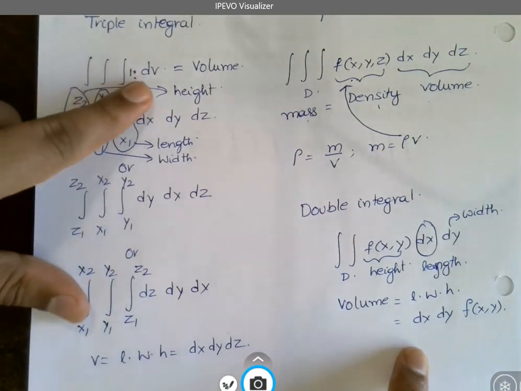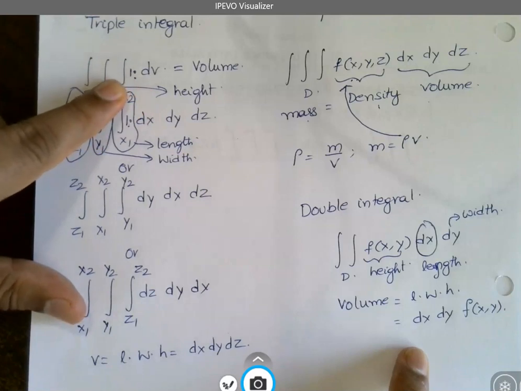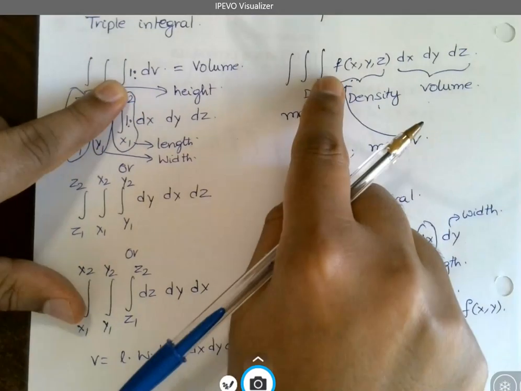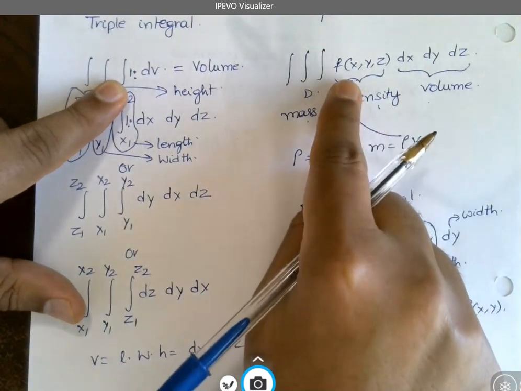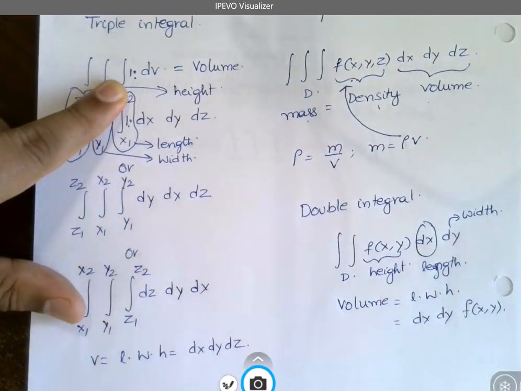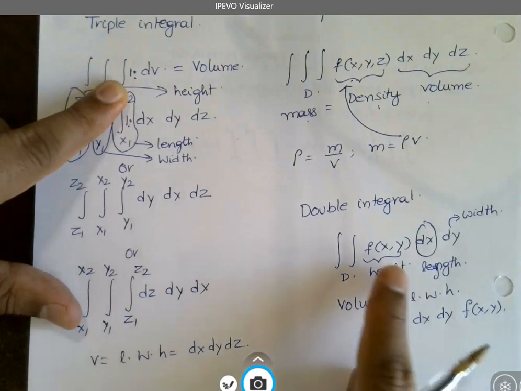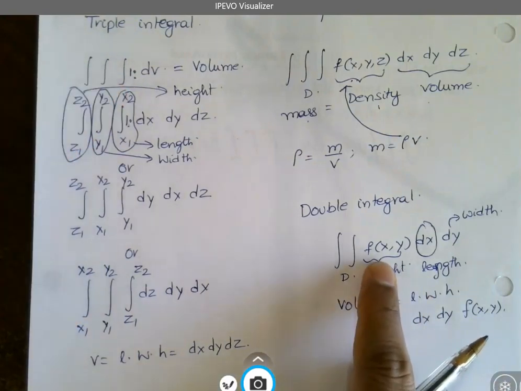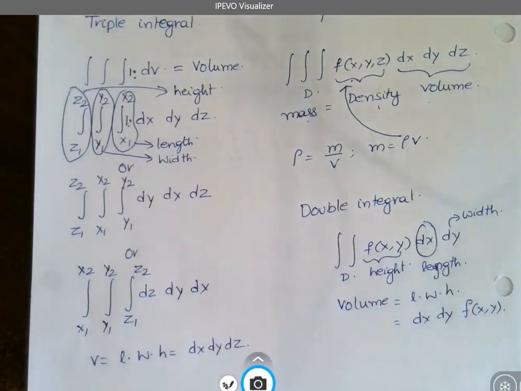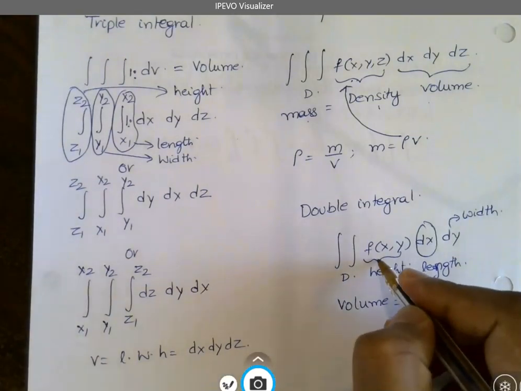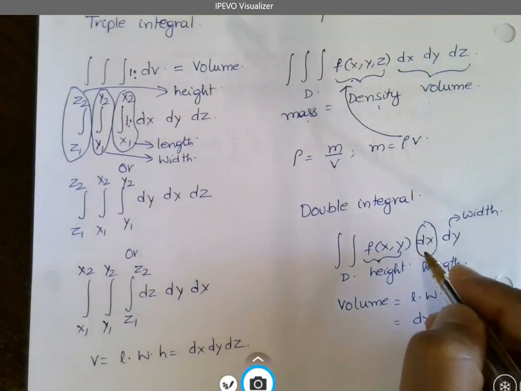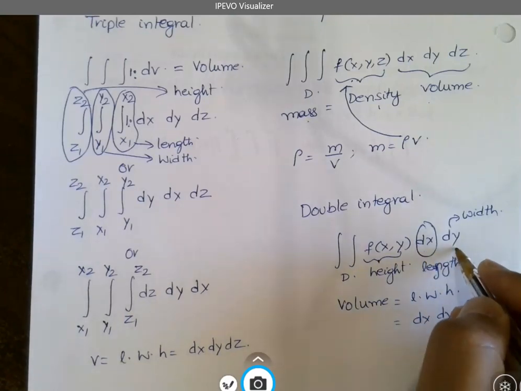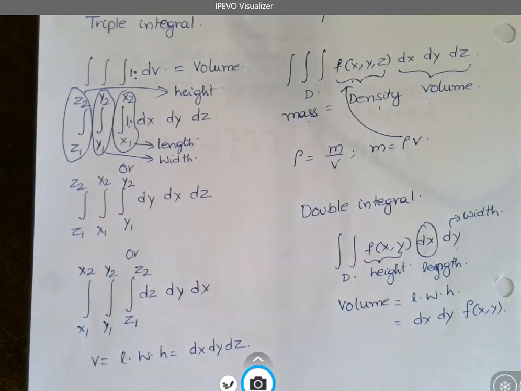The triple integral will give you the volume when your integrand is 1. The triple integral will give you the mass when your integrand is the function f. The double integral will give you a volume, but the integrand is going to be the height. So you are saying I want to find the volume under this function where my x values are changing from, let's say, x1 to x2, and y values are changing from y1 to y2, or as a function of x. Some such thing.